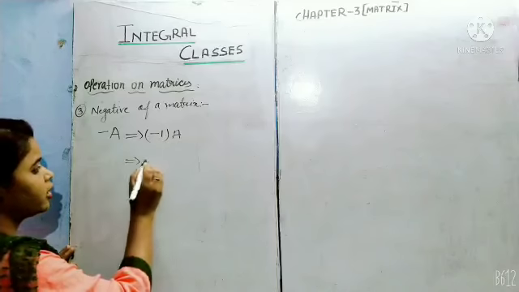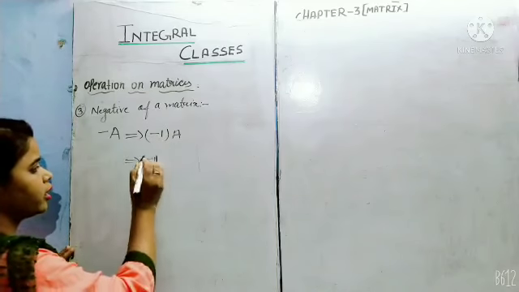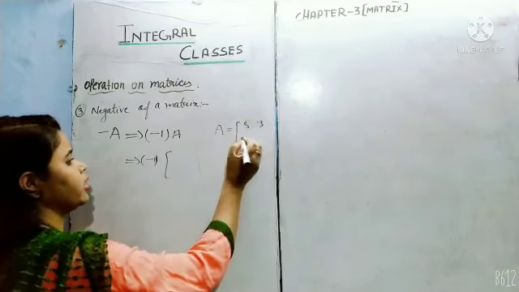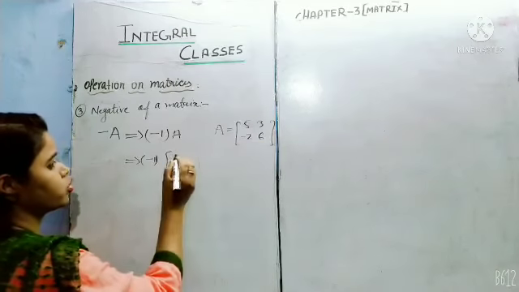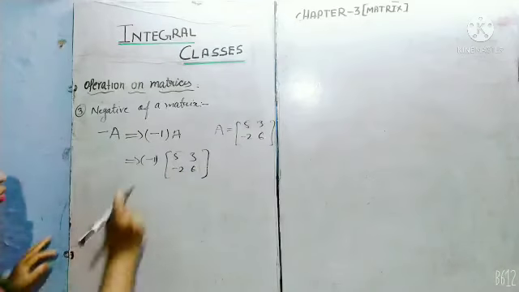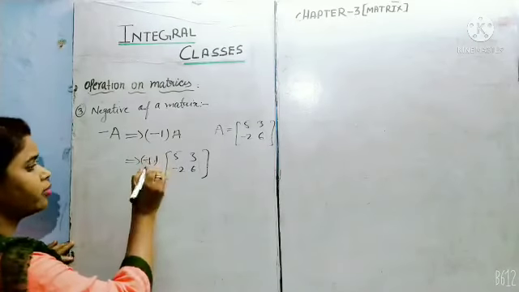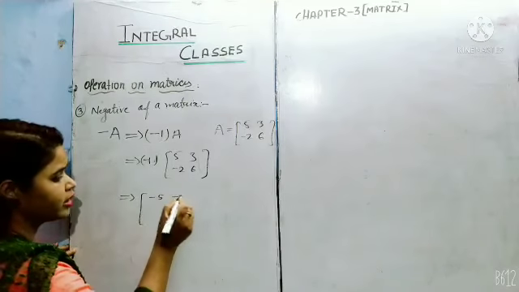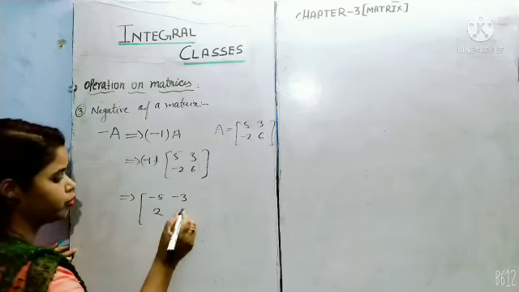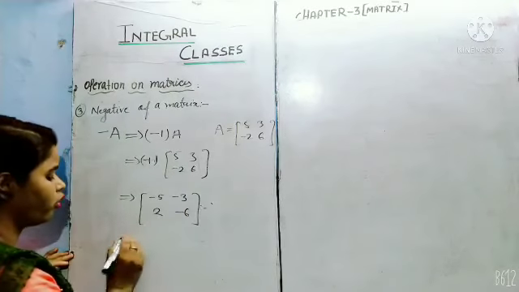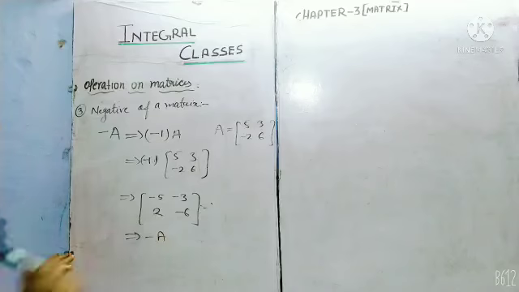Suppose again we multiply a matrix A equal to 5, 3, -2, 6. So 5, 3, -2 and 6. Minus 1 is multiplied with every element of this matrix. So it becomes -5, -3, and positive 2, and -6. It is the value of what? It is the value of -A. So it is the negative of a matrix.